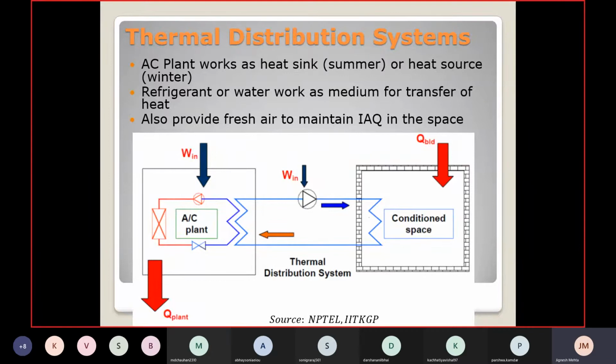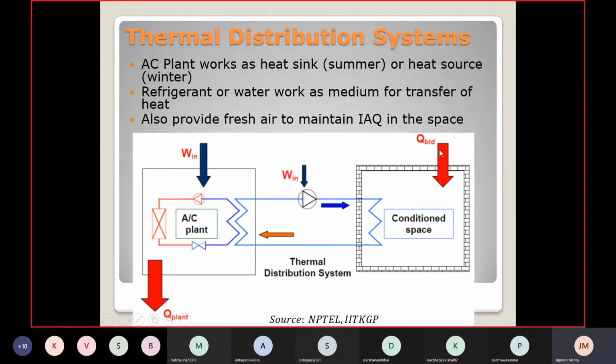As you can see in this slide, this is the air conditioning plant. You know the basic components of an air conditioning plant. If it is based on a vapor compression refrigeration system, you will have a compressor, condenser, expansion valve, and the evaporator. And then there will be some medium, which can be air or water. So this would be a pump or a blower, and with the help of that you are supplying heat or taking heat from the conditioned space.